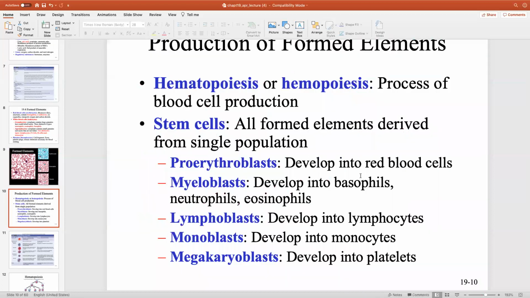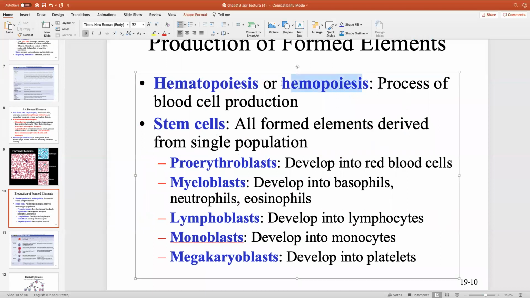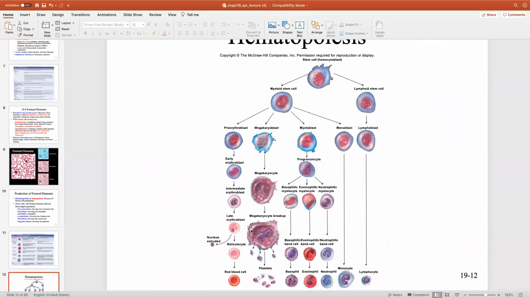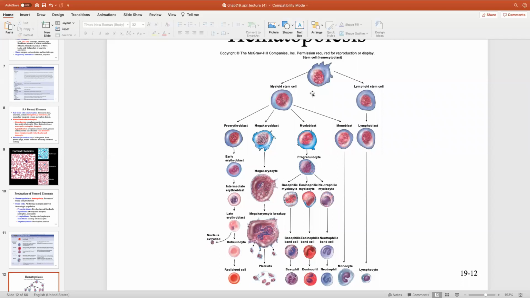Now, in terms of production, understand that production of blood cells is called hematopoiesis. And when we look at hematopoiesis, it all starts with a stem cell. Now this slide is better to explain it all, right? We have the pluripotent stem cell, meaning it can turn into any type of blood cell. Now this pluripotent stem cell can turn into the myeloid stem cell line or the lymphoid stem cell line.